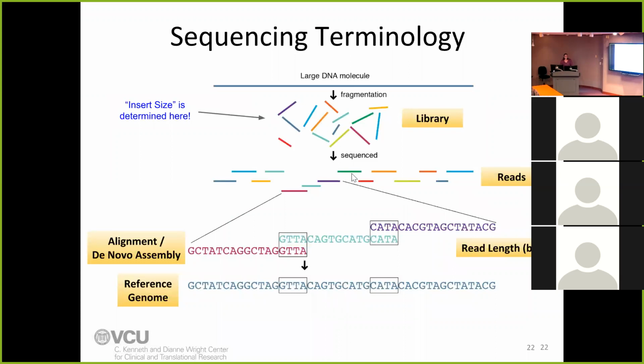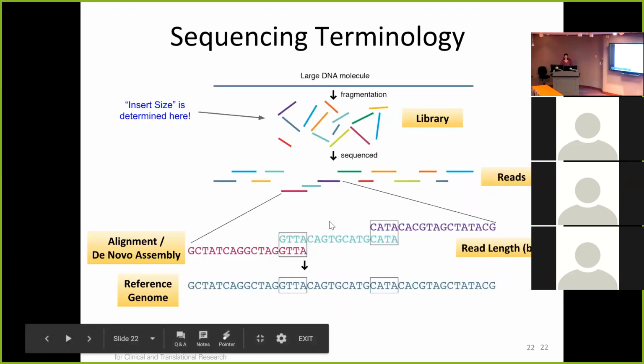So some terminology to go along with this is your biological sample is called your library. And I have this little note here. Your insert size is actually determined in your library preparation steps. And I'm going to talk about insert size in a few minutes with respect to bioinformatics pipeline. Once it's sequenced, you get out your digital sequences, which we call reads. And then those digital reads are then aligned to a known reference genome.